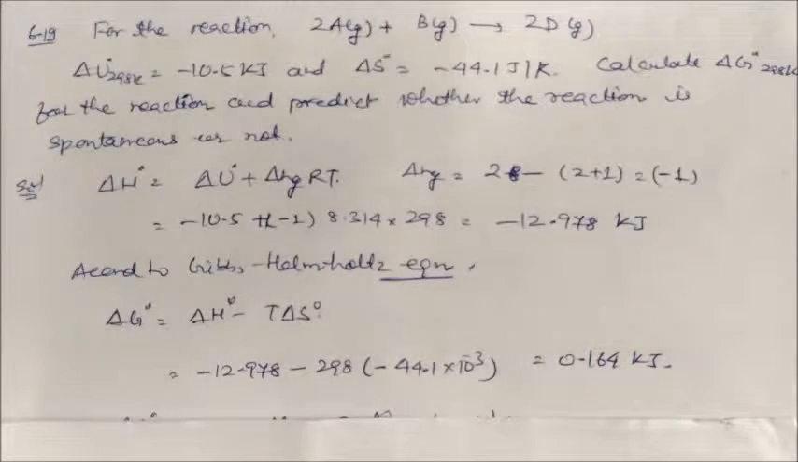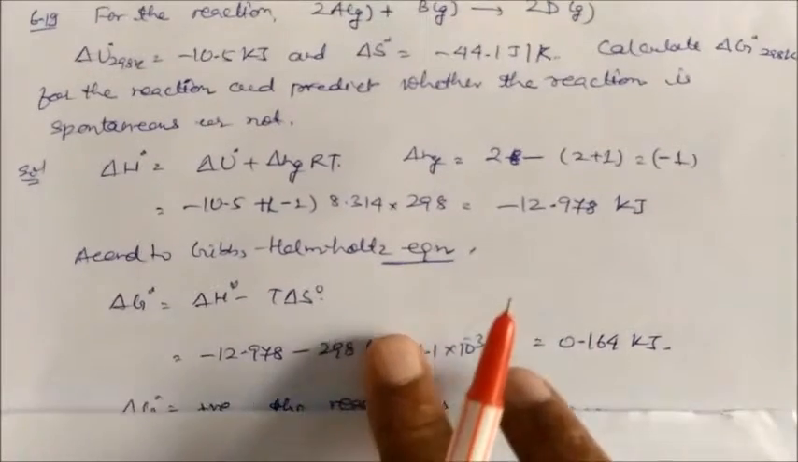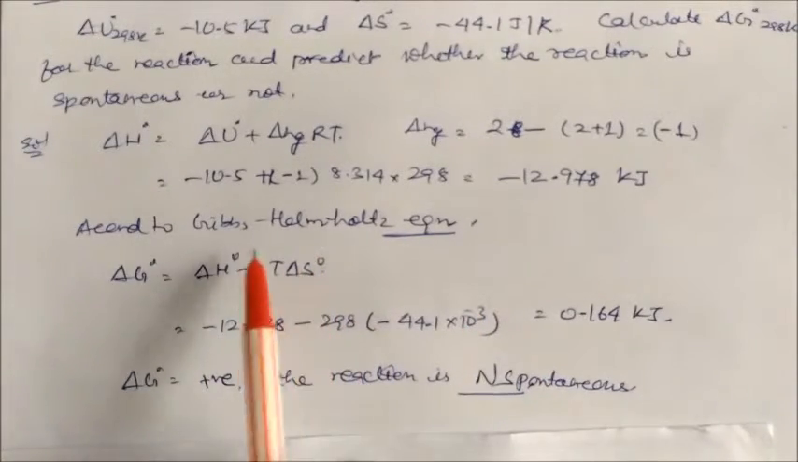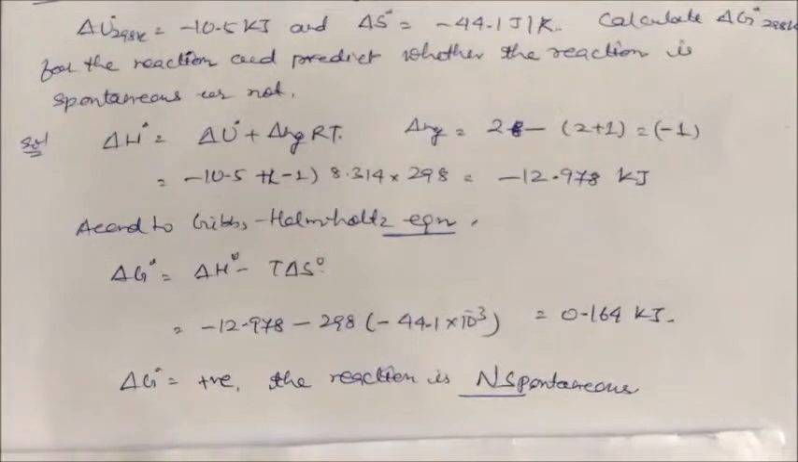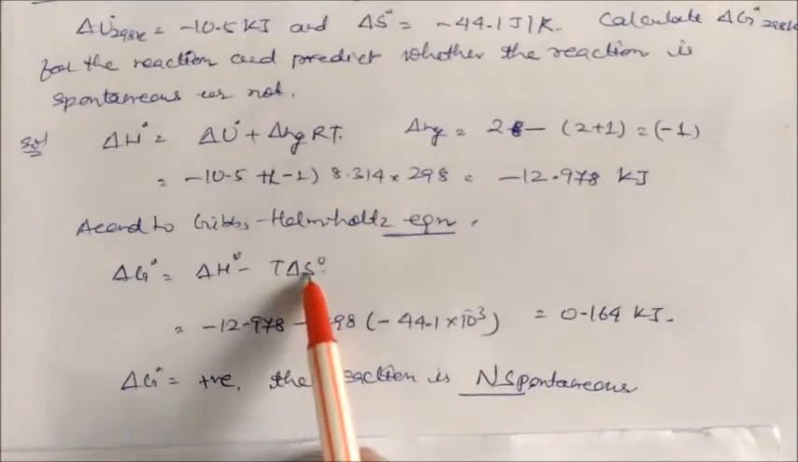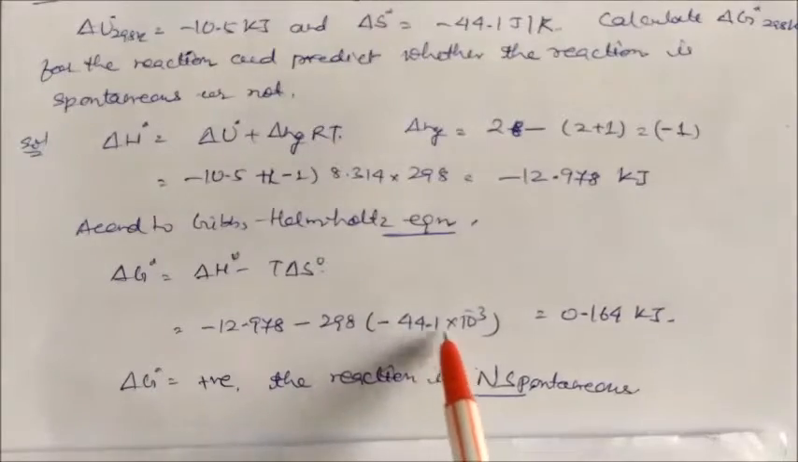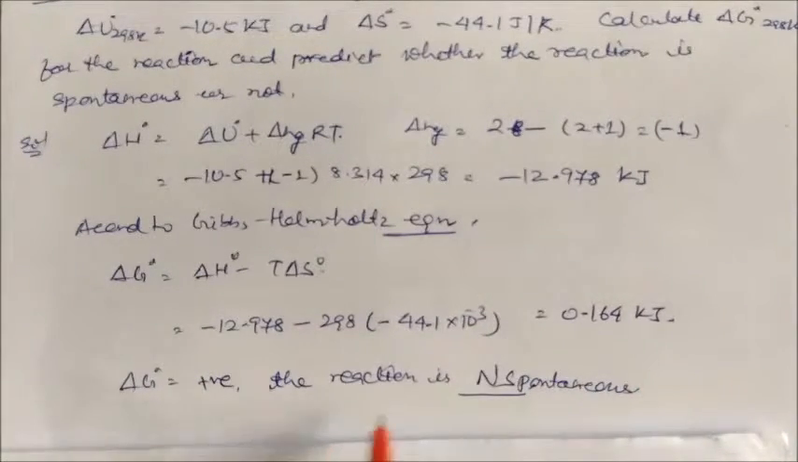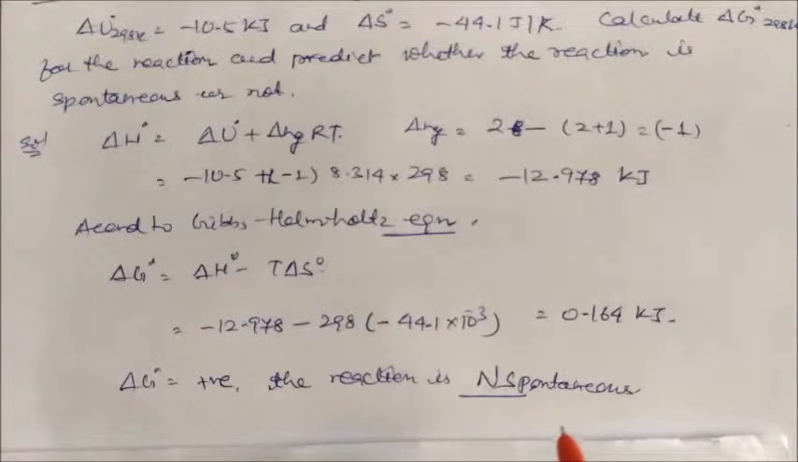Now according to the Gibbs Helmholtz equation, we have to find the delta G naught. So this is the formula for the Gibbs Helmholtz equation. Delta H naught we already found. Temperature we know, and delta S naught is minus 44.1 into 10 power minus 3. So on solving you will get this much value. So this is positive, so this reaction will be non-spontaneous.